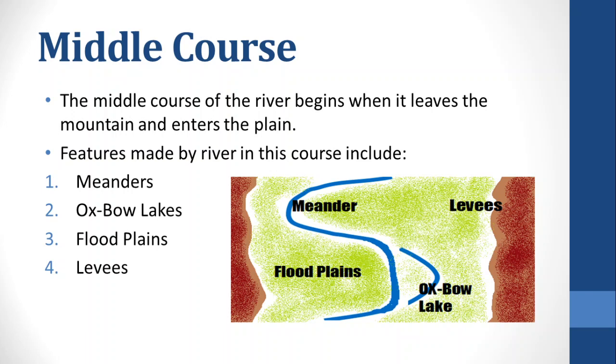Oxbow lake: when meanders are cut off by the deposition of sediments, they form lakes like an oxbow. That's why they are known as oxbow lakes. Floodplain, the third feature: the entire area in the river basin where flood is common is known as the floodplain area, and the raised platform on the bank of a river is known as levees. These are the features made by river in the middle course.